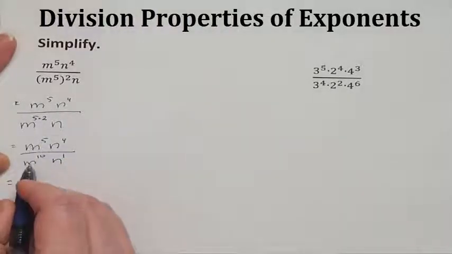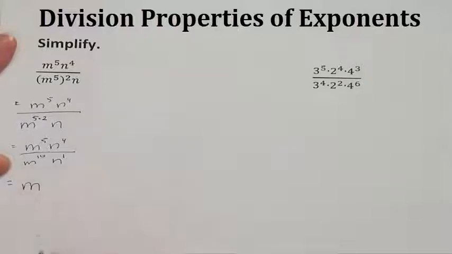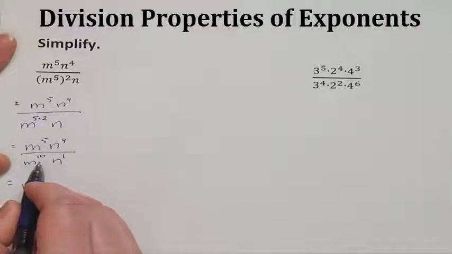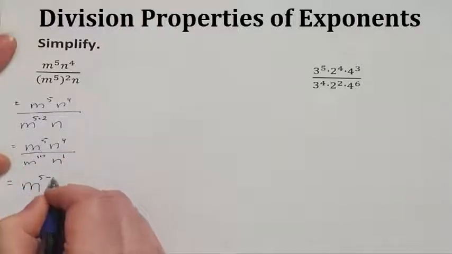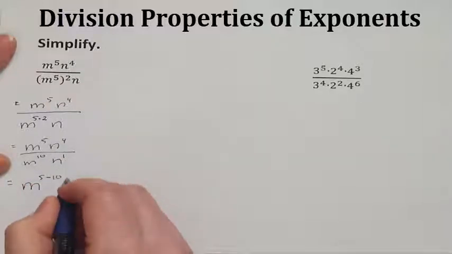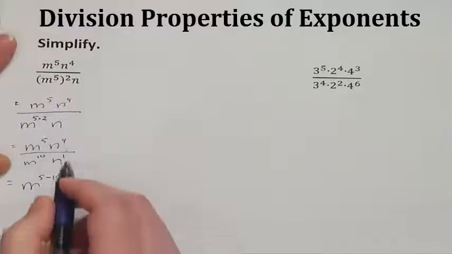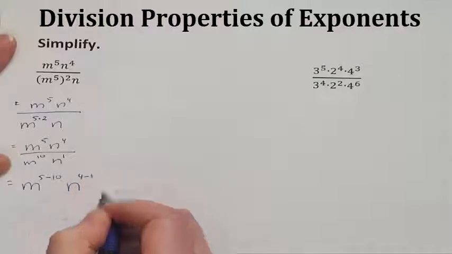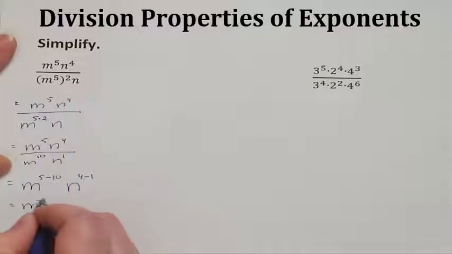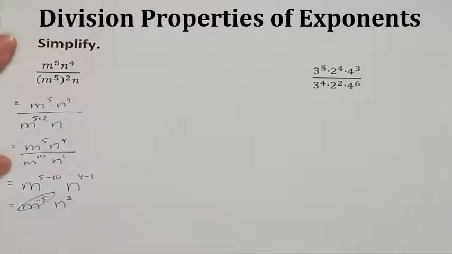So now I see same bases of m's. So here's my same base of m. If it's in a fraction form, you subtract the top minus the bottom. Same base of n's. Here's my same base of n. Subtract the top minus the bottom. So I have m to the negative 5th, n to the 3rd. Now you're not allowed to have negative exponents. So you need to finish simplifying. N to the 3rd was happy where it is, leave it alone. M to the 5th moves to the other side of the fraction, and you're done.